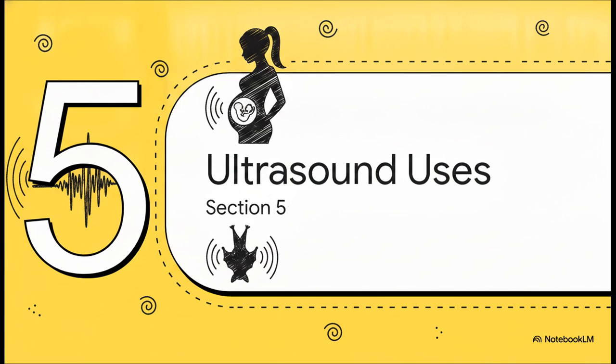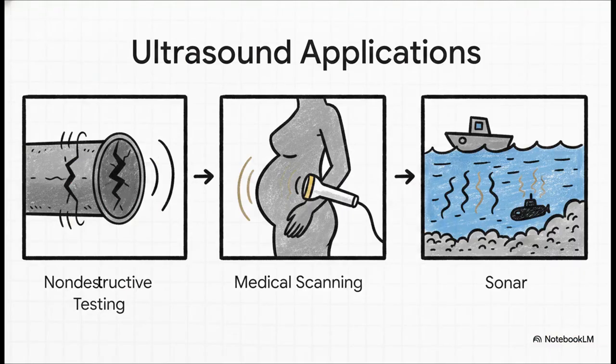Finally, Section 5, ultrasound and practical uses. Let's get into the high-value exam stuff. As we established a few minutes ago, ultrasound is any sound wave with a frequency greater than 20,000 hertz, so it's totally inaudible to humans. But why is it such a massive deal in physics and engineering? Well, it's all about boundaries.